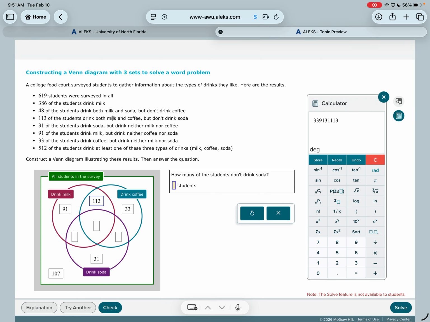48 of the students drink milk and soda, but don't drink coffee. Milk and soda, but not coffee. So that would be this one right here. For some reason, like I said, it's just always easier to work from the bottom up on these.